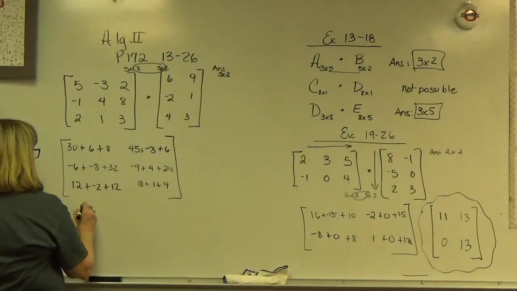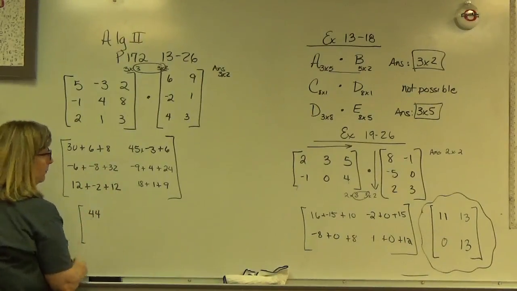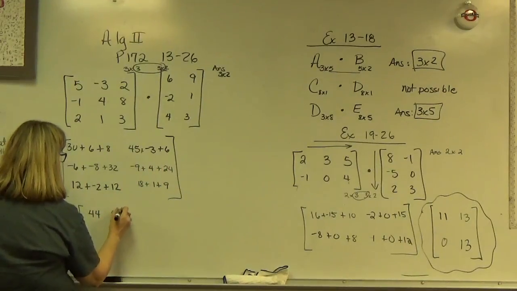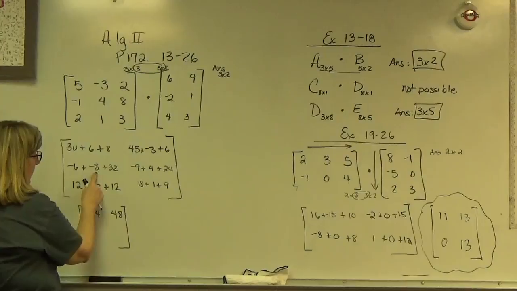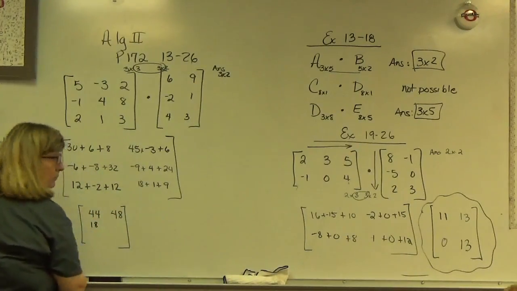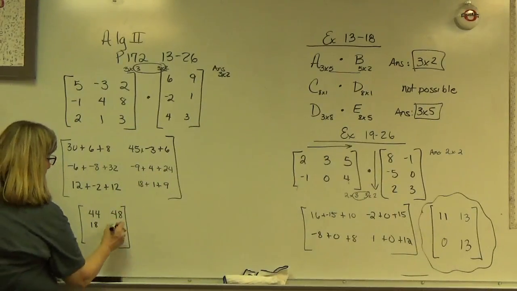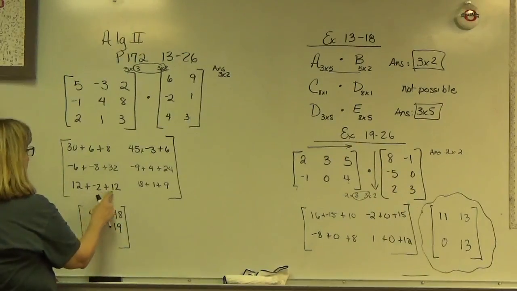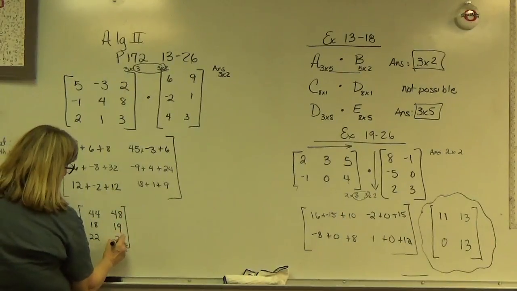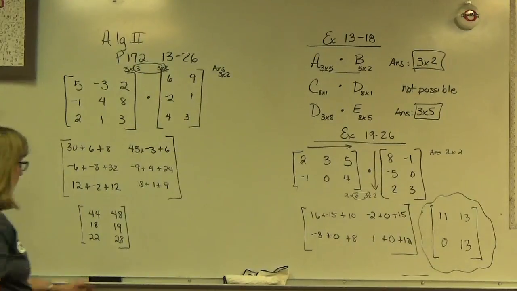So what will we get in the first? 30 plus 6 plus 8 would be what, 44? 45 and -3 and 6, 48. -6, -8 and 32, what, 18? -9, 4 and 24, 19. 12, -2 and 12, 22. 18, 1 and 9, 28. And did we end up with the right dimensions, 3 by 2? Okay.